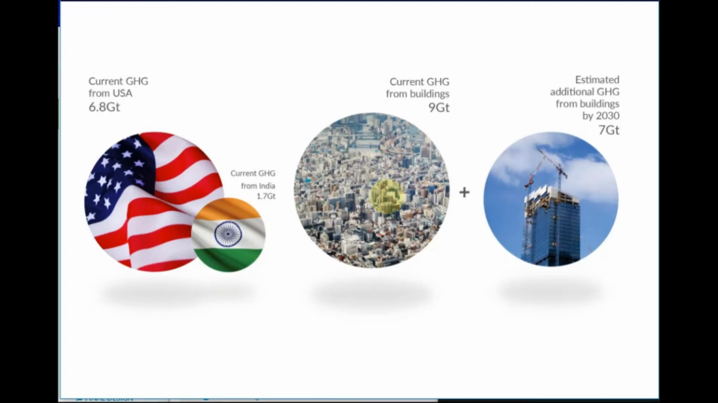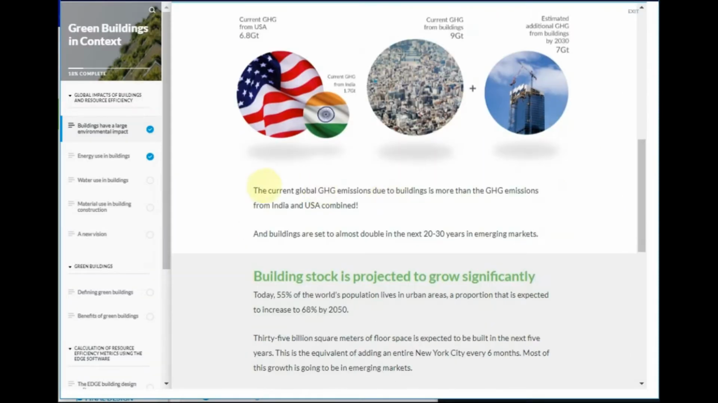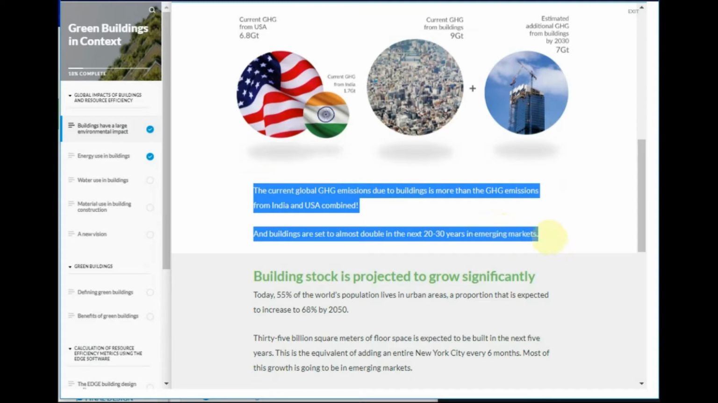The construction and operation of buildings consume 36% of world energy consumption and generate 39% of the world's GHG footprint. The current global GHG emissions due to buildings is more than the GHG emissions from India and USA combined. And buildings are set to almost double in the next 20 to 30 years in emerging markets.